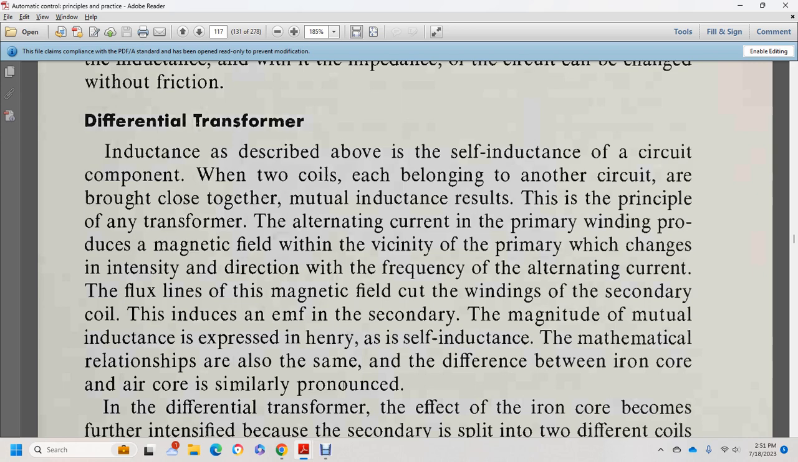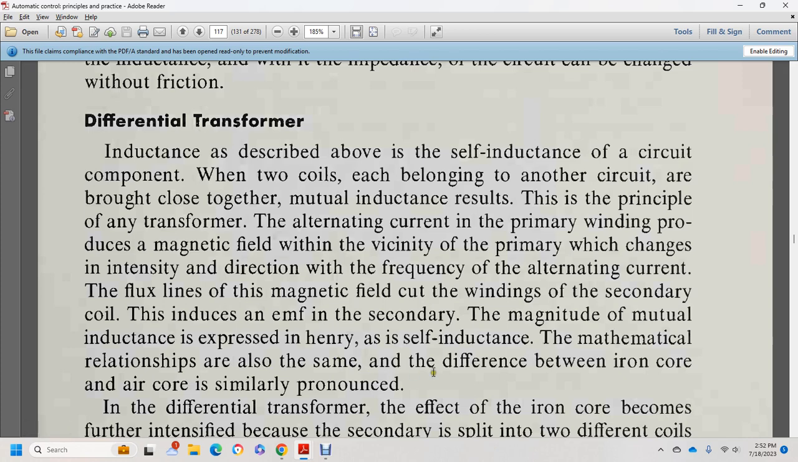Alternating current in the primary winding produces a magnetic field in the vicinity of the primary, which changes with the intensity, direction and frequency of the alternating current. Flux lines of the magnetic field cut the windings of the secondary coil and induce an EMF in the secondary. The magnitude of the mutual inductance is expressed in henries, like self-inductance.